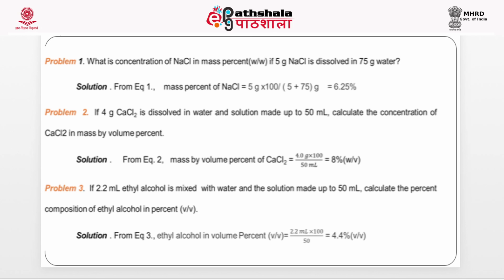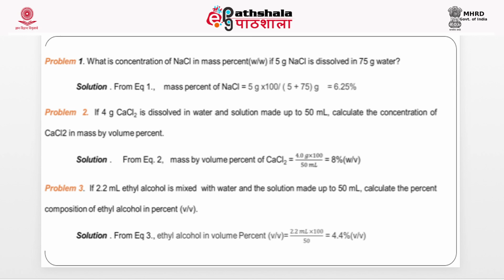If 4 gram CaCl2 is dissolved in water and the solution is made up to 50 milliliter, that is the volume and this is the mass dissolved. Calculate the concentration of CaCl2 in mass by volume percentage, which is the amount of the solute into 100 divided by the volume in milliliter. So, the unit of this will be gram per milliliter.